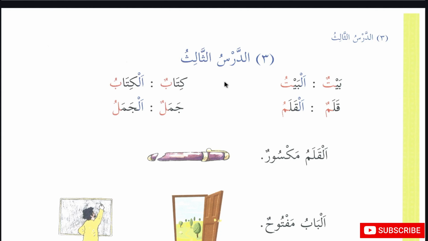Today, inshallah, we'll be doing lesson 3 from the book, the Madinah Arabic book series. So this is lesson 3. That's the Thalith. Thalith means the third lesson. The third.